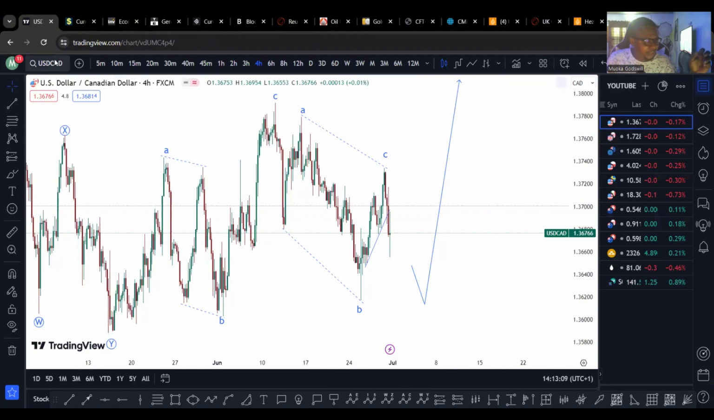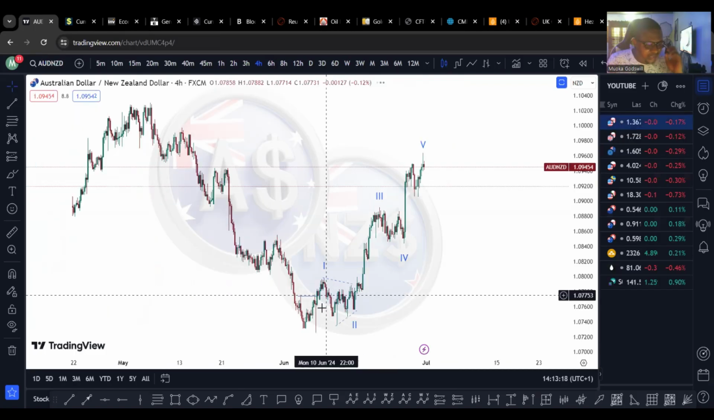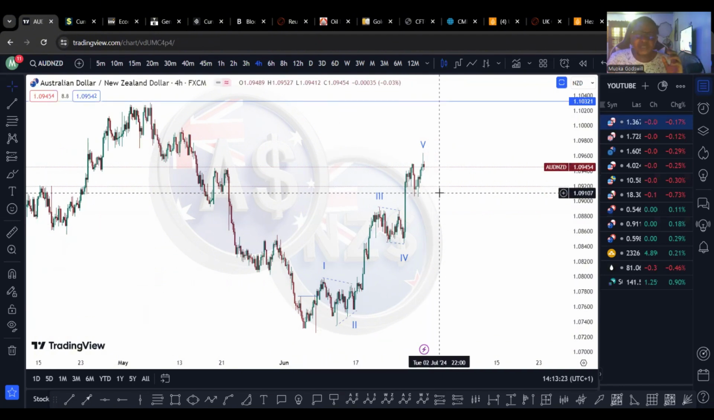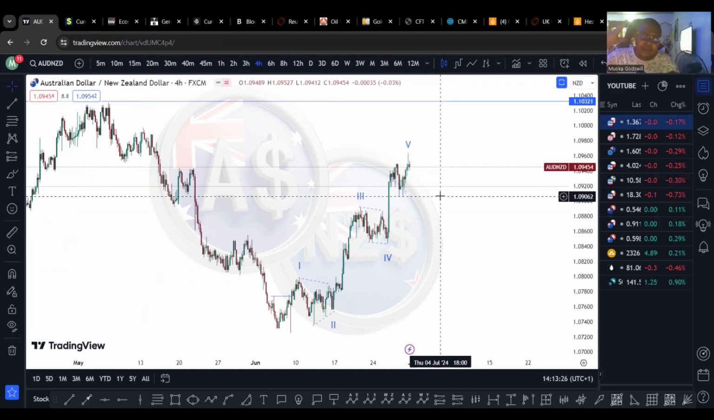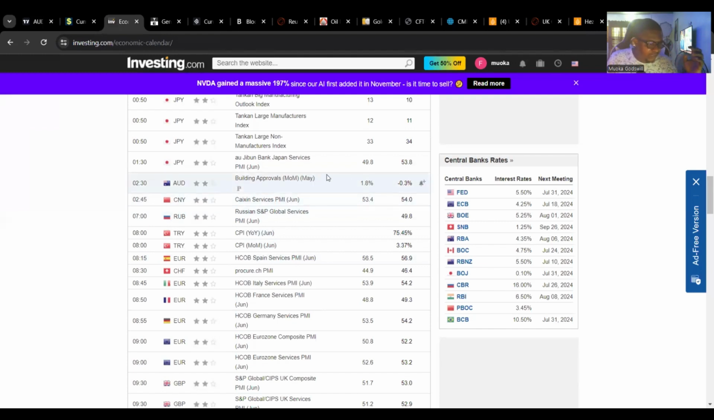For example, if I bring a chart on AUD New Zealand, you can see that because of the expectations, AUD New Zealand is probably going to the upside. This is because of market expectations. Remember, I always say markets react based on expectations. This is how the market works. So we go back to the economic calendar. Building approvals, what we just communicated, inflationary for the AUD, that means strength for the AUD.